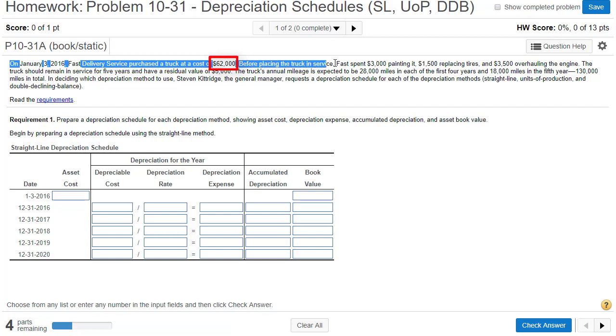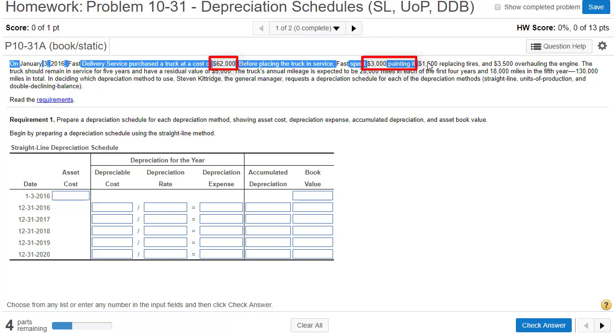Before placing the truck in service, Fast spent $3,000 painting it. Because that's part of the cost of getting the truck ready for its intended use, that is considered part of the cost of the truck and will have to be capitalized, which means it's put in the asset account called truck, and it will also eventually be depreciated.